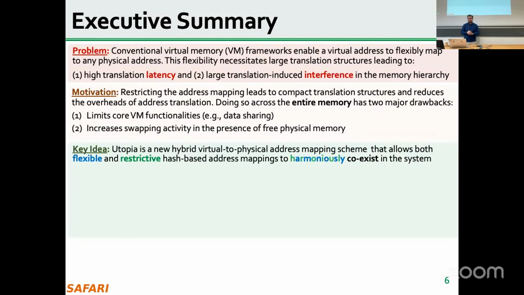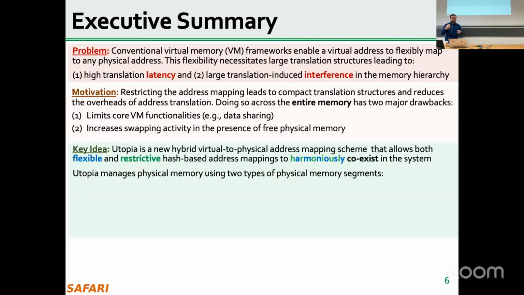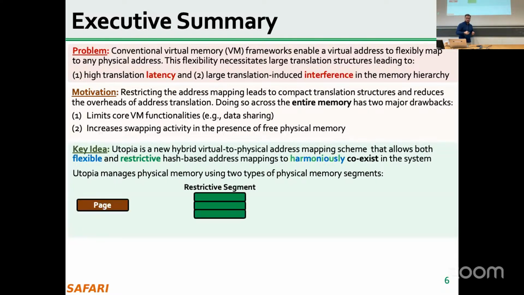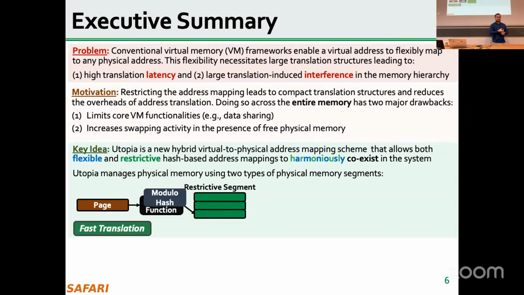What's our key idea? The key idea is Utopia. It's a new hybrid virtual-to-physical address mapping scheme that allows both flexible and restrictive hash-based address mappings to harmoniously coexist in the system. So Utopia manages physical memory using two types of physical memory segments. On the left, you can see a virtual page which we want to map to the restrictive segment. In the restrictive segment, we can map this page using a hash function. So this page can only map to a specific part of the restrictive segment. For example, here we use a modular hash to map it in the restrictive segment. What does this offer? Very fast translation, because we simply need to calculate the hash result. However, as I said before, it limits the virtual memory features.